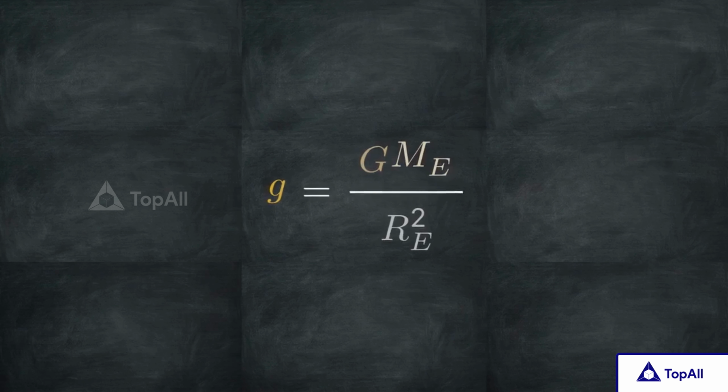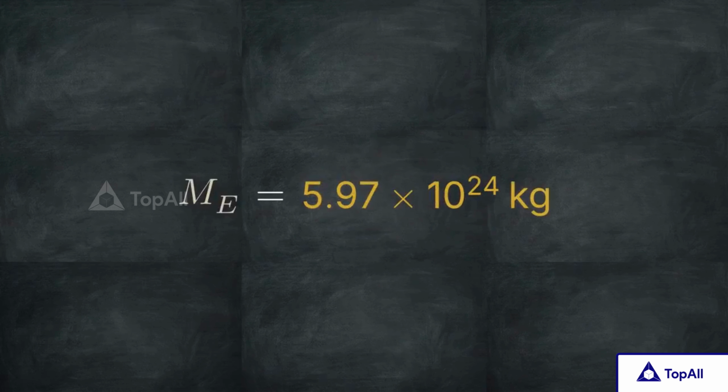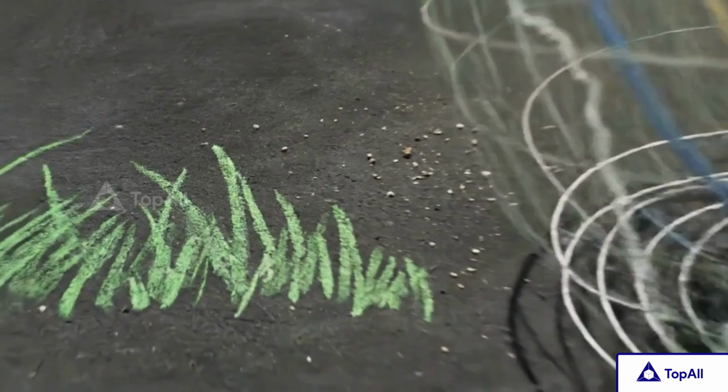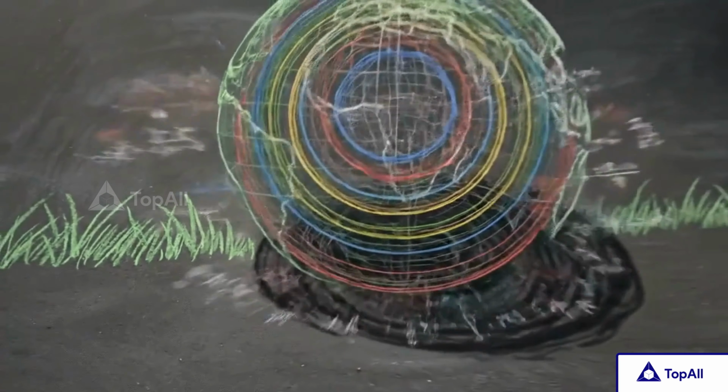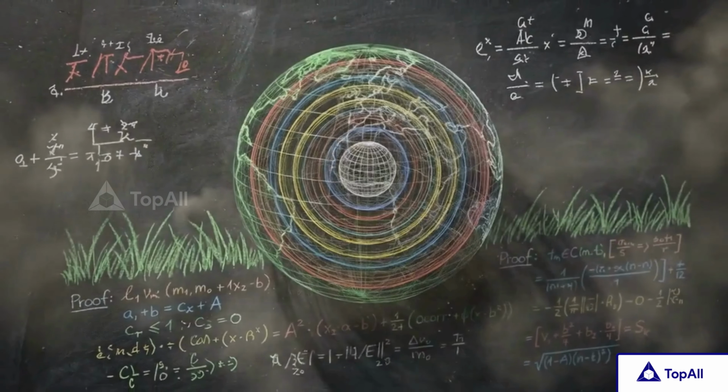By rearranging the formula to solve for the Earth's mass, we can multiply little g by the radius squared and divide by G. The metric of 9.8 meters per second squared provides the calculation required to weigh the entire world without ever leaving its surface.